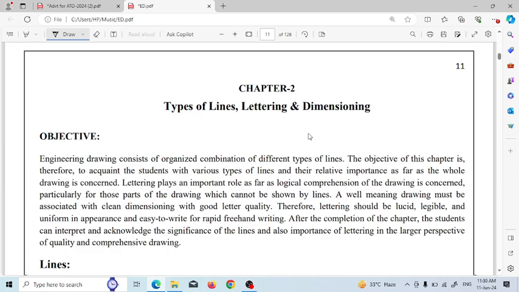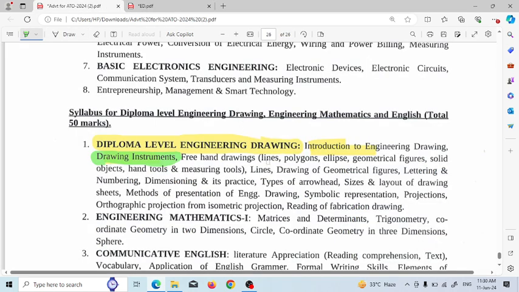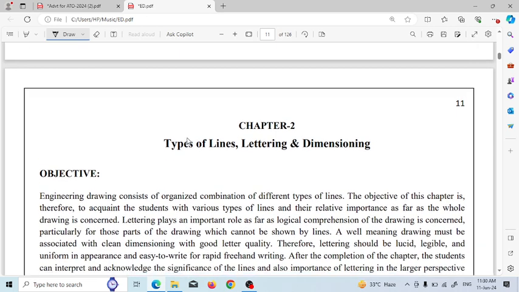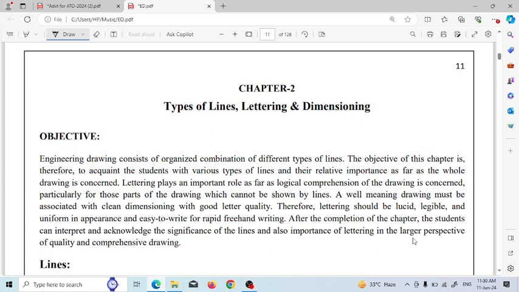In the next class we will study the types of lines, lettering and dimensions. In this class we discussed freehand drawing, line, dimension, geometry, ellipse, and other hand tools and measuring tools. And in the next class we will discuss lines and the drawing of geometric figures. So the types of lines, lettering and dimensions will be discussed, that means chapter 2 will be discussed in the next class.